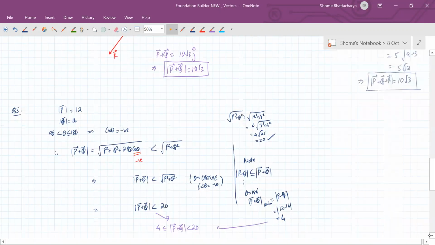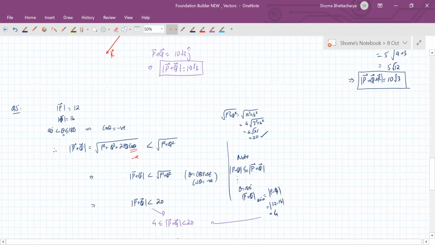Okay, so it is given to you that theta is an obtuse angle. See, Hidanshu, the angle between P and Q is obtuse. That means cos theta is negative, na? So magnitude of P plus Q is root of P square plus Q square plus 2PQ cos theta. Here cos theta is a negative quantity. So that means this is less than root of P square plus Q square. No, it has to be less than 20, not less than or equal to.